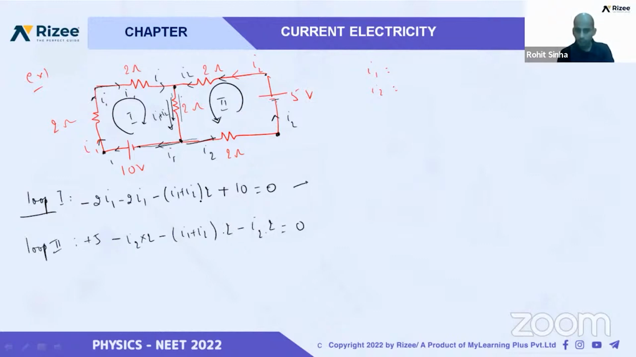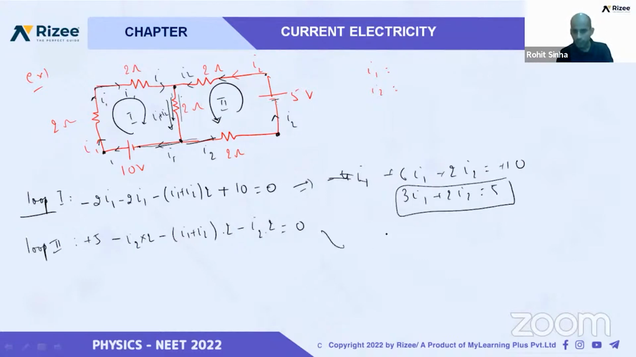We can arrange it. What we will get? We will get minus 4I1. We can break this bracket also, then we can write it clearly like this: minus of 6I1 minus of 2I2 is equal to minus 10. Remove the sign, we can write like this: take 2 common, 3I1 plus 2I2 is equal to 5. One equation you can get from here. Similarly, the second equation from here, and you can solve it. Solving equations 1 and 2, you will get the values of I1 and I2.